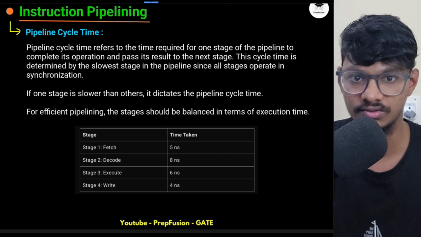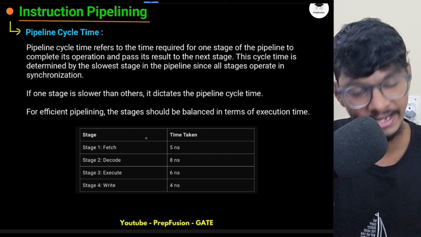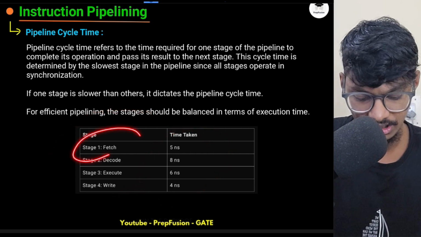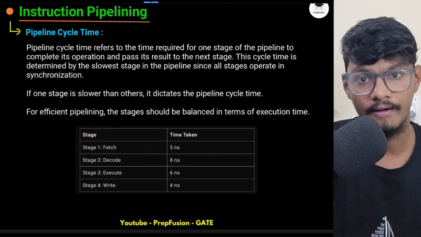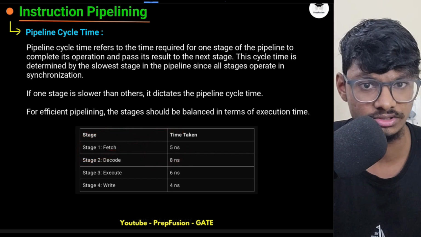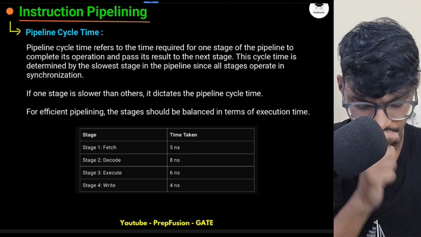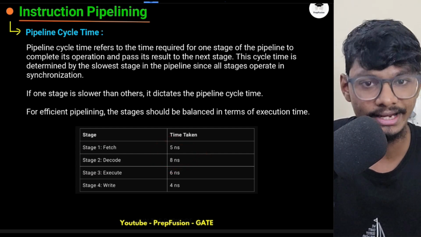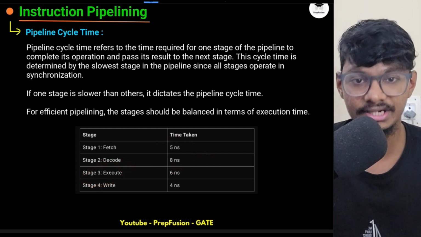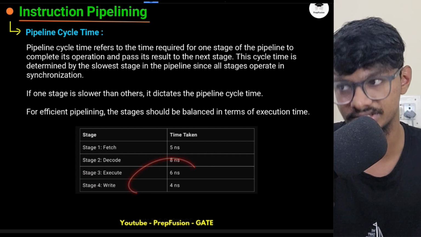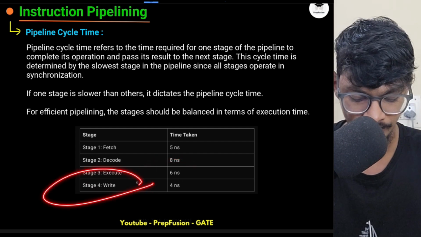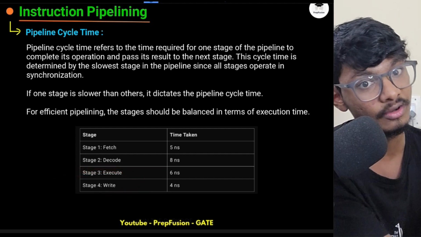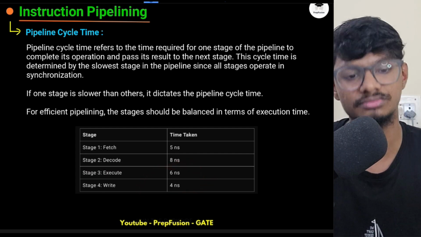As explained at the start of the lecture, if I have 4 stages, 4 segments, and each of these segments has a different time. Obviously, fetching the instruction will take a lesser amount of time, let's say 5 nanoseconds, since it is just fetching the instruction from the memory. Decoding goes into the control unit, so it may take more time, 8 nanoseconds. Execute depends on the type of instruction; in our case, our assumption is 6 nanoseconds. After execute, the ALU has done some arithmetic operations, and it needs to write back to the memory, so write takes 4 nanoseconds. These are just assumptions.